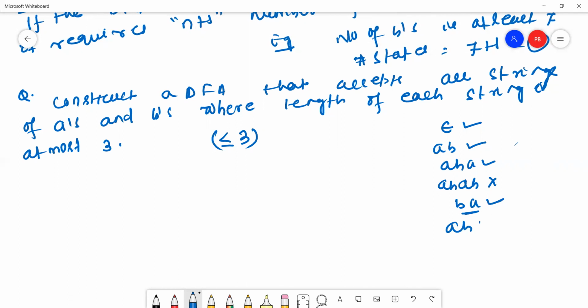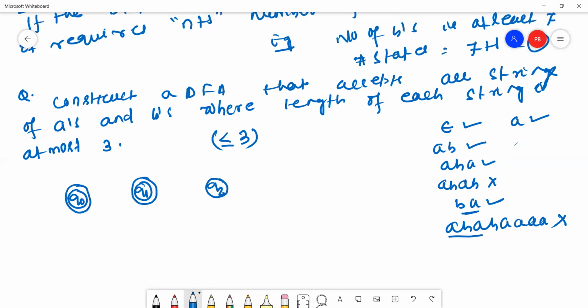Suppose AB, ABA or AA like this, it is an invalid string because the length is greater than 3. Okay. Now we'll construct the DFA. First thing, suppose A, it is a valid string. How to construct? This is Q0. Here, each state is a final state. Q1 is a final state. Q2 is a final state. Q3 is a final state.